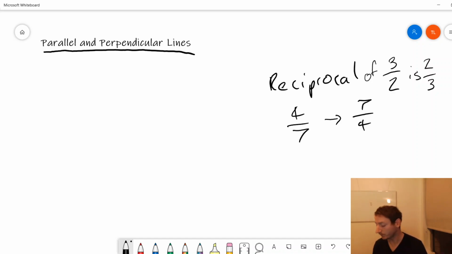7 over 4. Let's say we've got the number 3. Well, you need to remember that 3 is over 1. All whole numbers are over 1. So when we flip it, we get 1/3. We're going to be using that today, so just be keeping that in the back of your mind.